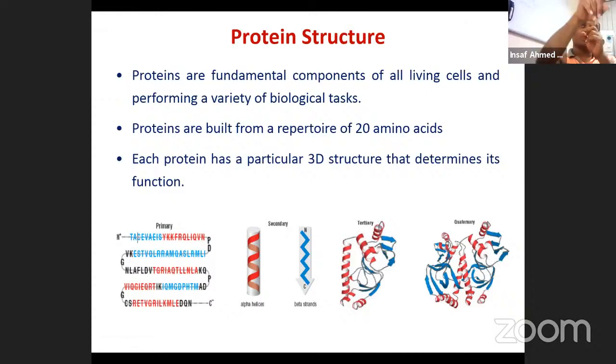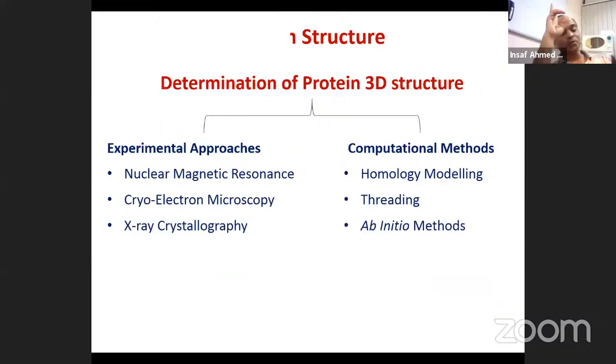If you want to perform the in vitro experiment, then you have to go for CD spectroscopy. But if you want to determine the tertiary or quaternary structure, neither CD nor primary will tell you. So for that, if you want to get the three-dimensional structure of protein, there are two types of method. One is the experimental method and second is the computational method.